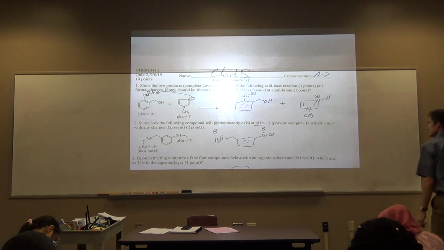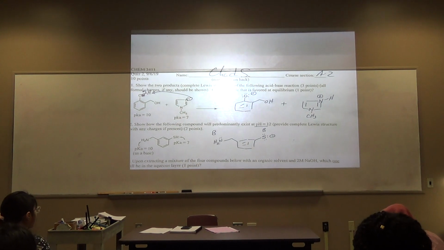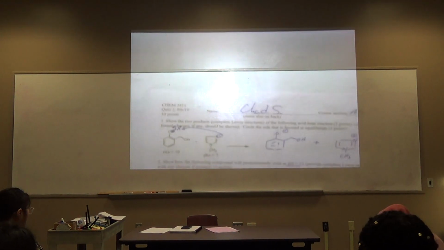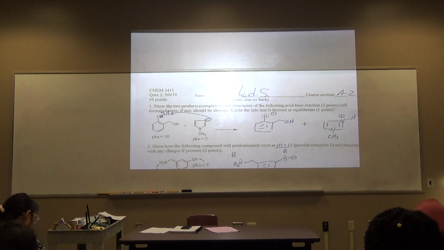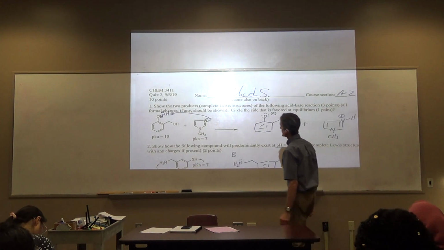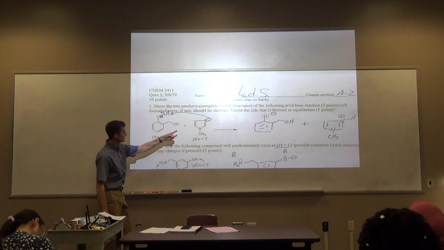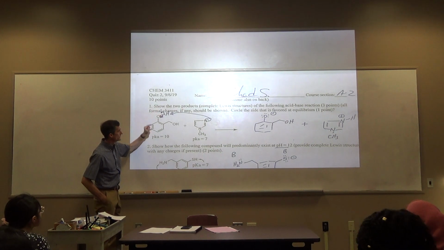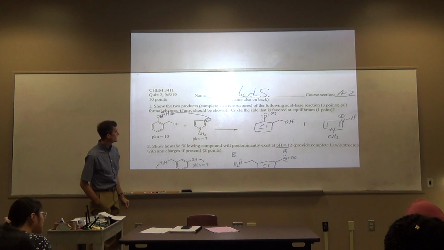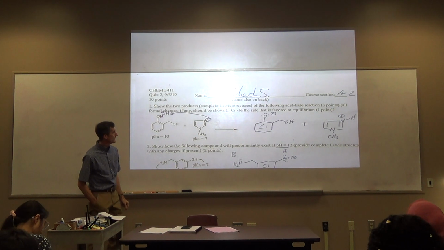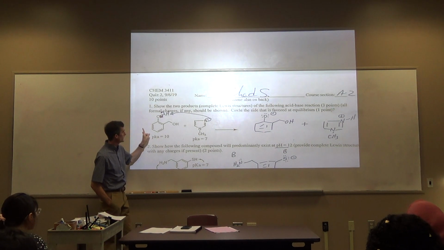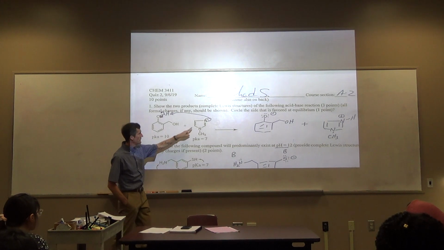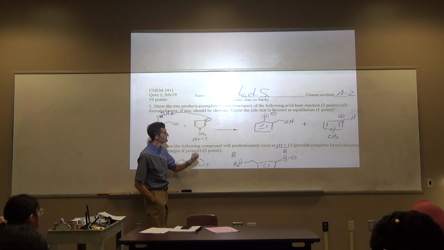Okay guys, let's look at these, see how you did. First one, products of the acid-base reaction. What's the most acidic H on the board? Right here, the phenol. Okay? Yeah. Most basic atom on the board? It's nitrogen right here. Yeah?